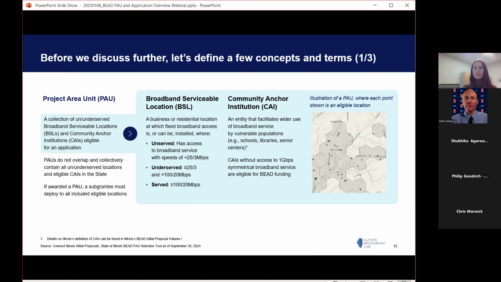So you can see a snapshot to the right of what a PAU actually looks like. One thing we'll reiterate throughout this is that a project area unit at its core is a cluster of locations. So these locations all share a PAU ID in the data. The polygons surrounding them are a helpful visual tool to show you where the different groupings are. But the true PAUs are really just those points, those dots on the map.